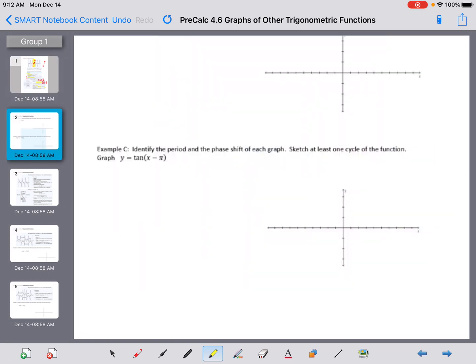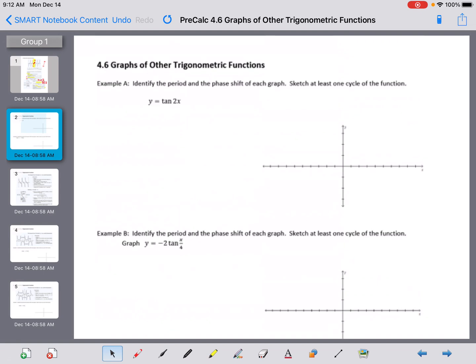So page 2, let's try some of these tangent curves. You'll notice, again, my graphs for you are very vague. I just basically give you just kind of some axes to start with, and it's important that you label them so we know what they are. Okay, so it does ask us to identify the period and the phase shift of these graphs, okay, and then sketch at least one cycle or one period of this function.